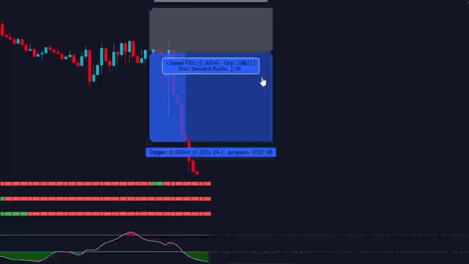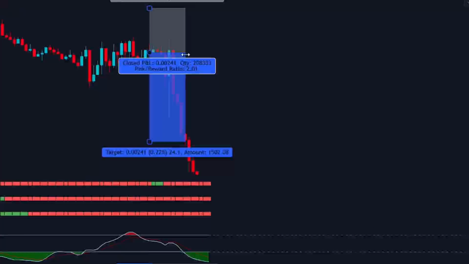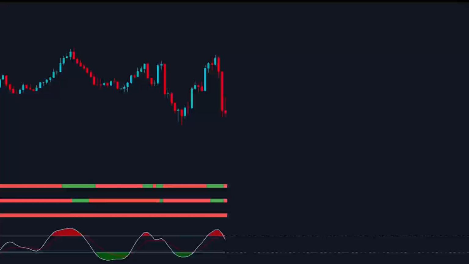And once again, the trade hits our take profit, resulting in a profitable outcome. Let's take a look at another short example.